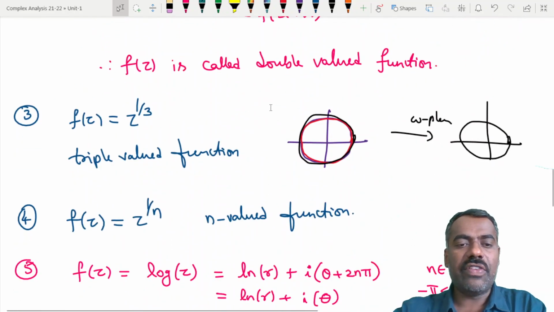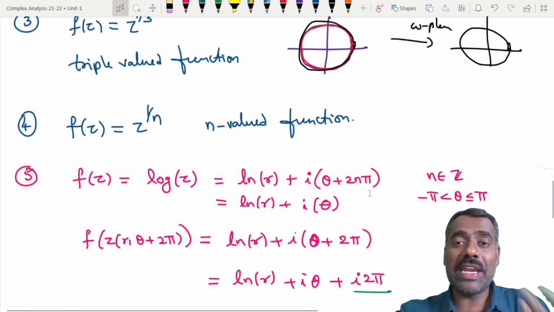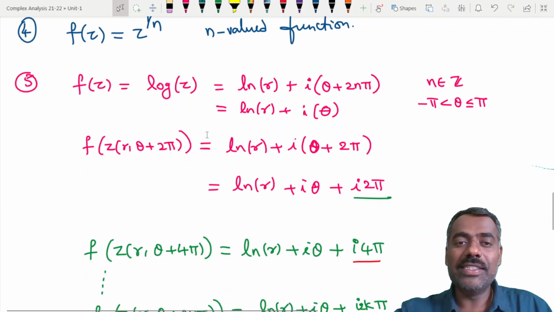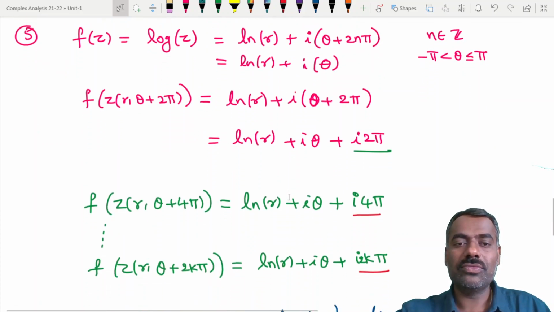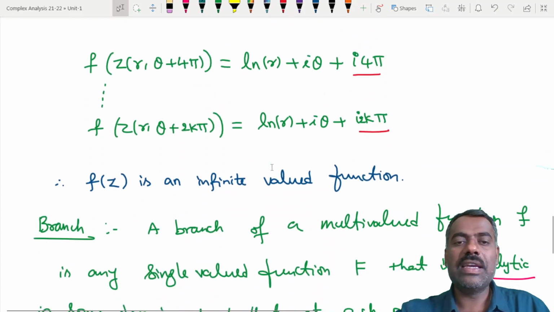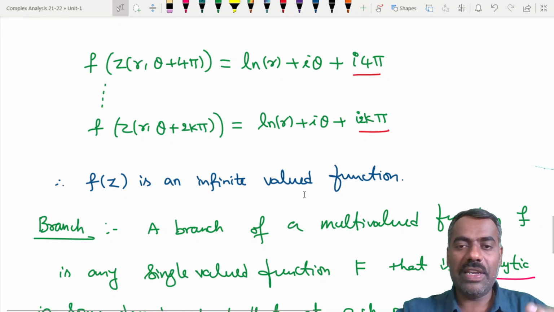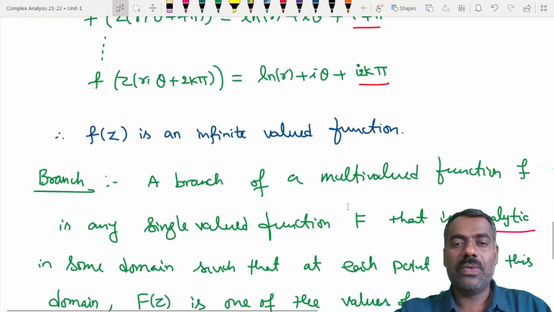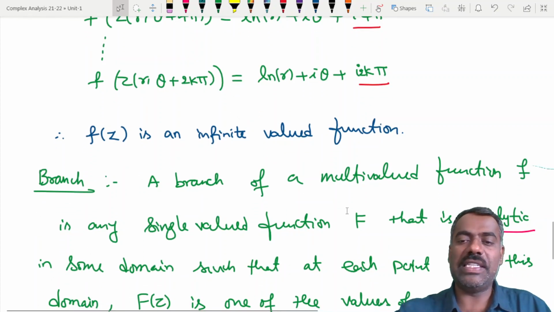Similarly, for z power 1 by 3, there will be 3 branches. Yes or no? For z power 1 by n, you will have n branches. What about log z? How many branches will it have? Very good. Infinitely many branches this log function will have. We'll see those examples. But at least, what is this one? A single piece like that.